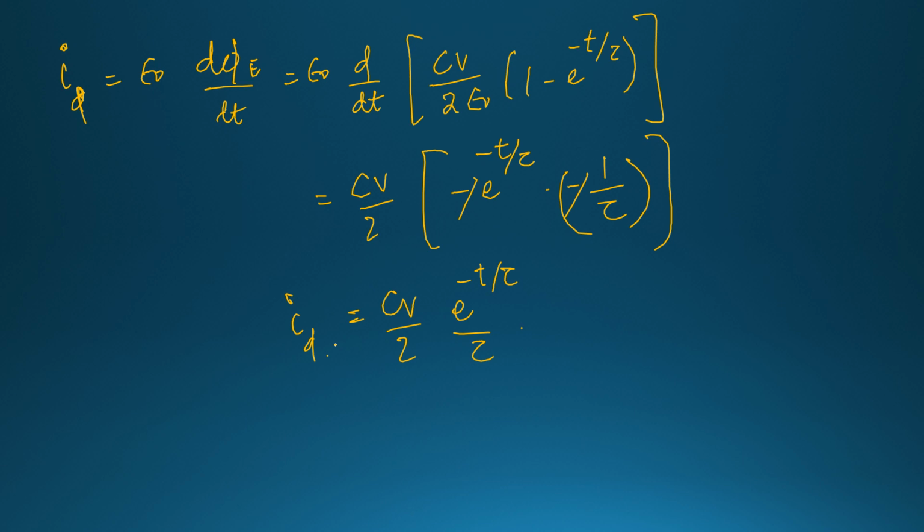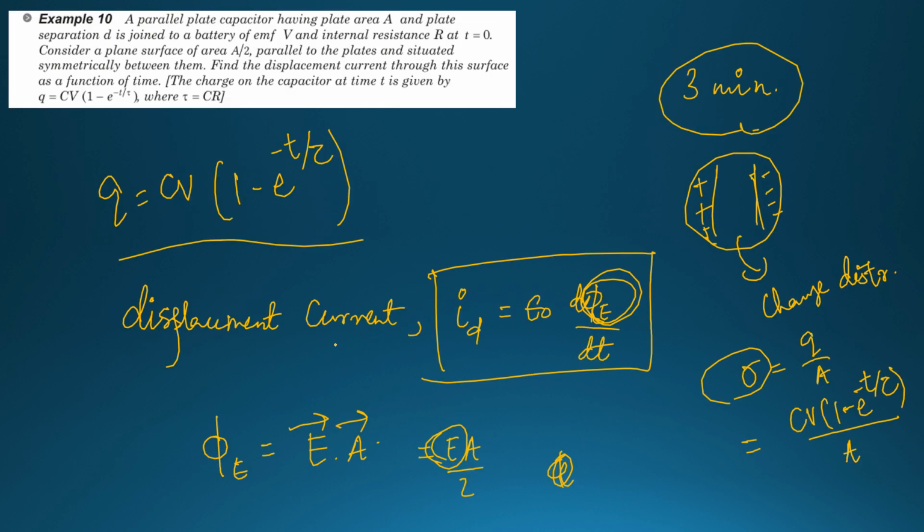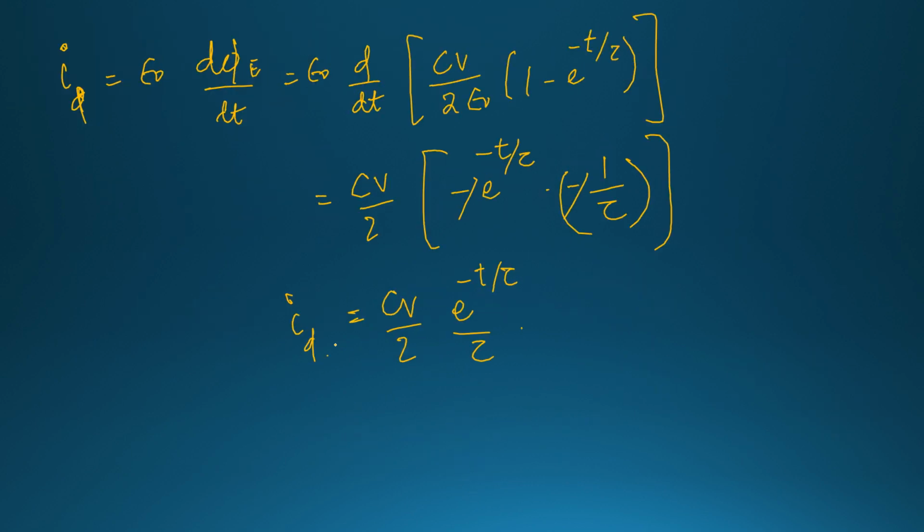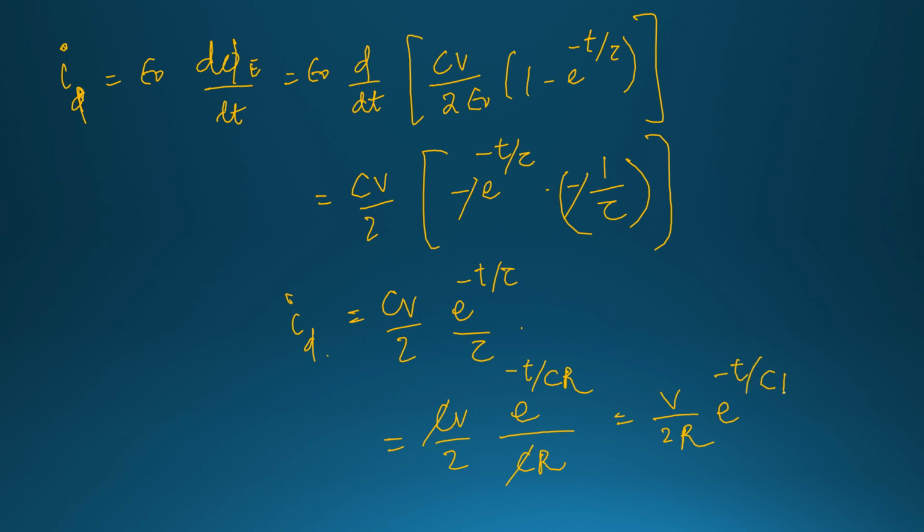What is the question again? Okay. Find the displacement current through the surface as a function of time, where tau is equal to CR. Okay, let's put tau is equal to CR. No problem. CV by 2 e to the power minus t by CR divided by CR. C cancelled out. V by R. So V by 2R e to the power minus t by CR. That's it. That's the answer. Is it all right?